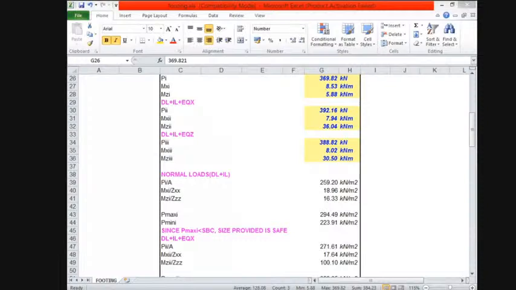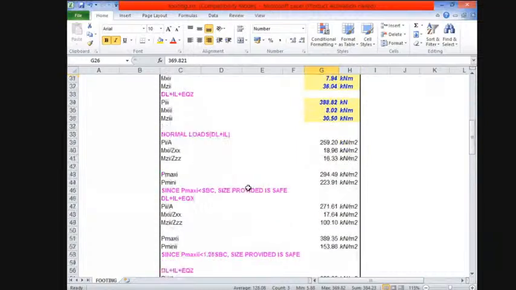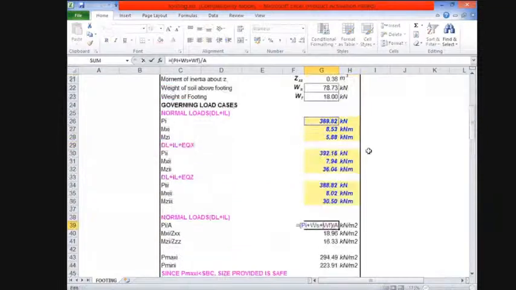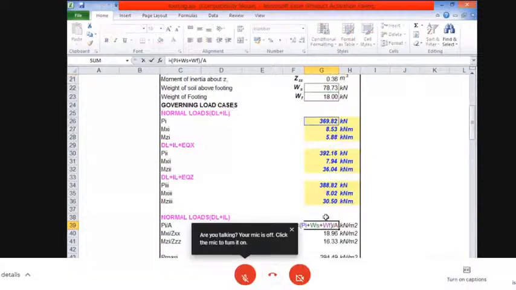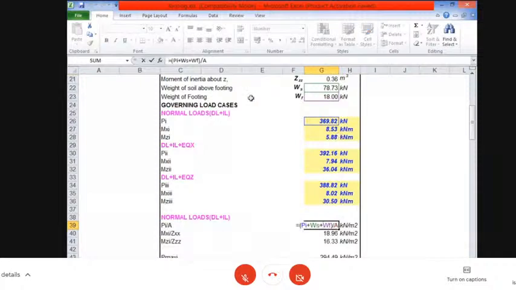Once you check this, you then have to calculate the dead load plus live load case. First, you have to calculate P by A, which is nothing but your axial force divided by your area. For this axial force, you have to add all your forces, because all your column loads come at that column point. Then that height also you have to consider, and above that footing you have to consider the soil weight also. So from all this, the pressure will come.